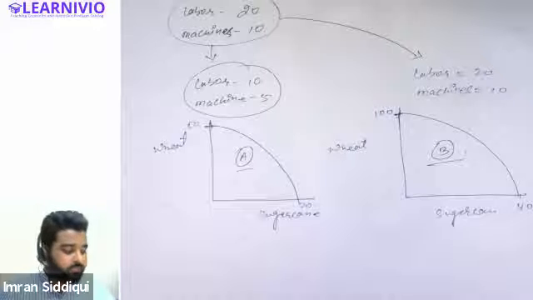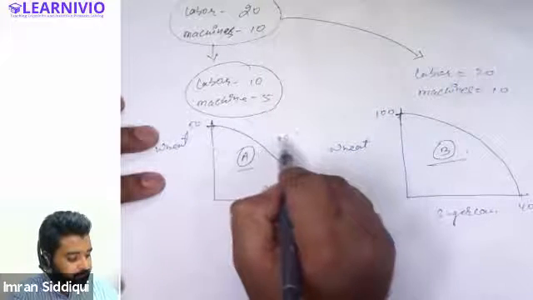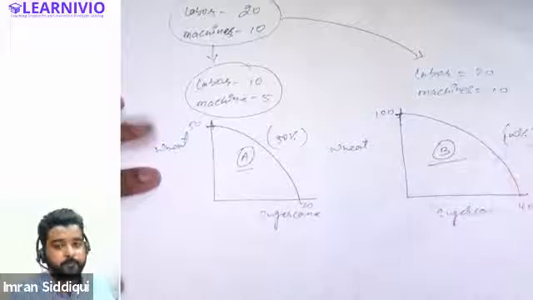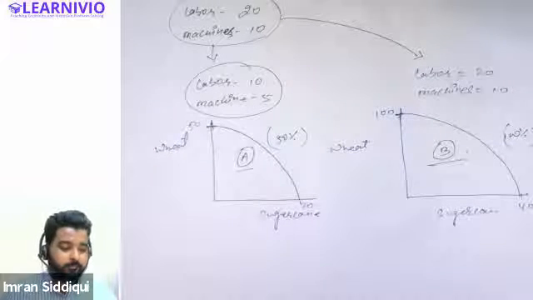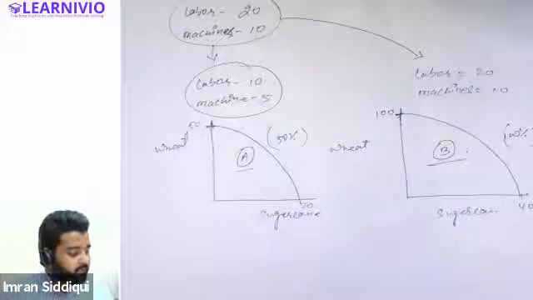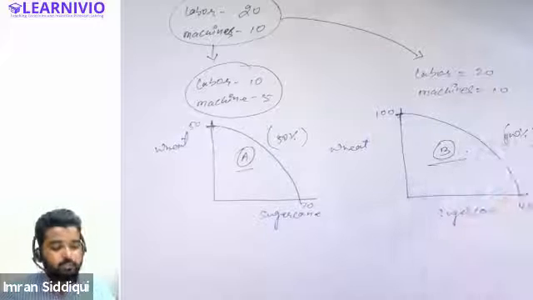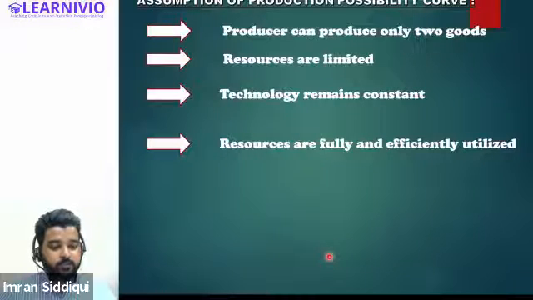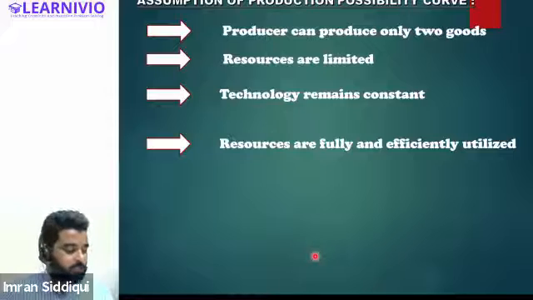In this case, this will show the 50% capacity of the producer. This will indicate the 100% capacity of the producer. And as we know, the production possibility curve indicates the 100% capacity of the producer. We have to assume that the producer is applying all of the resources. If we assume otherwise, then the production possibility curve will not represent the 100% capacity of the producer.